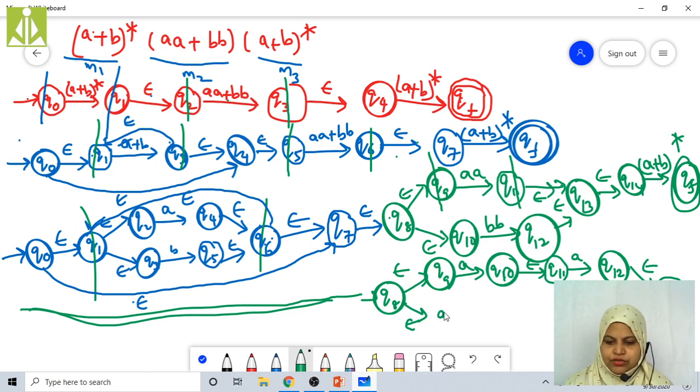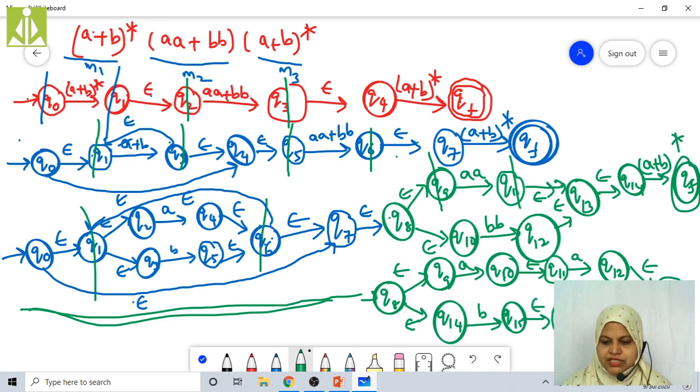Here Q14, right, same, B, Q15 epsilon, Q16, right, B, Q17 epsilon. Right, up to here clear? Now up to here completed.